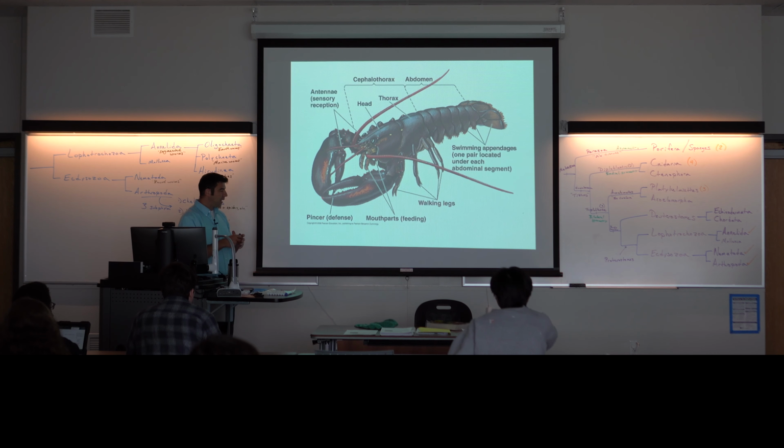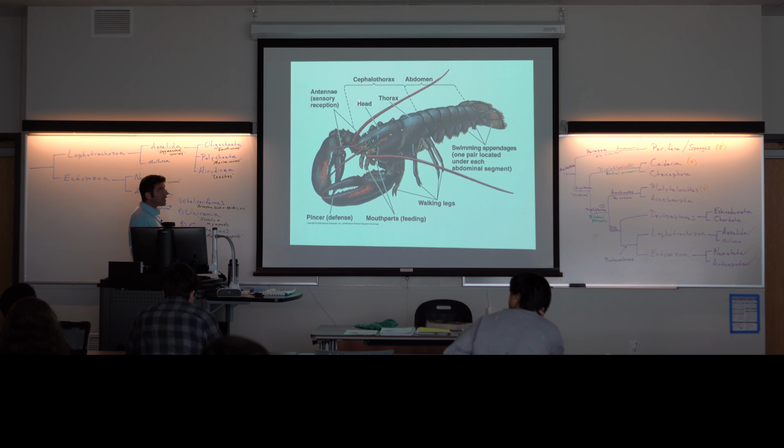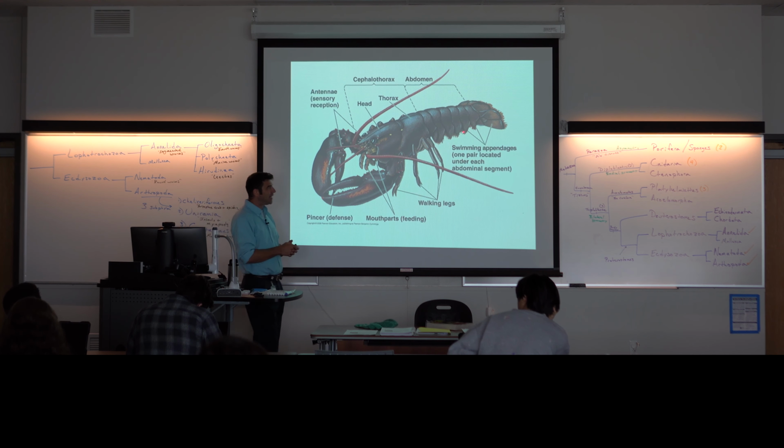We can see, now that we're back into crustaceans, there is a combined head and thorax that we call the cephalothorax, and then there's the abdomen. The walking legs are attached to the cephalothorax, and the abdomen has these tiny little appendages called swimmerets.